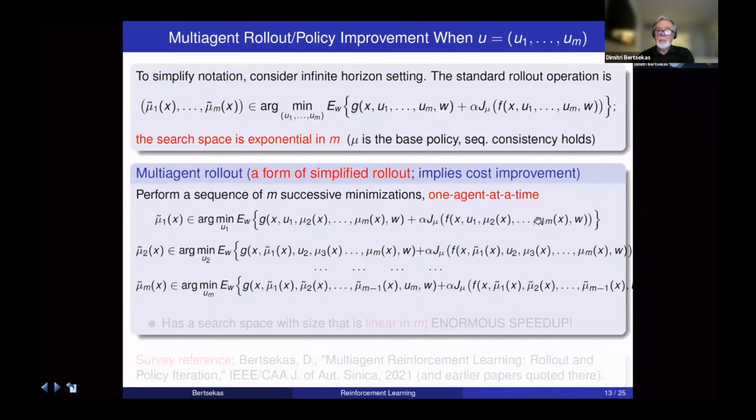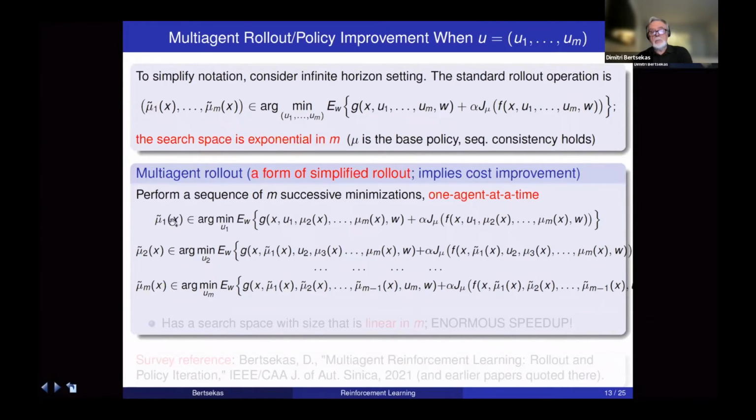Given X, we can compute the base policy controls for agents 2 up to M, and we can set up this minimization with respect to the control of the first agent. Now, this may be a vastly simpler minimization than this. It has potentially a much smaller search space. So we do this minimization and we obtain mu tilde 1 of X. This is the rollout control of the first agent.